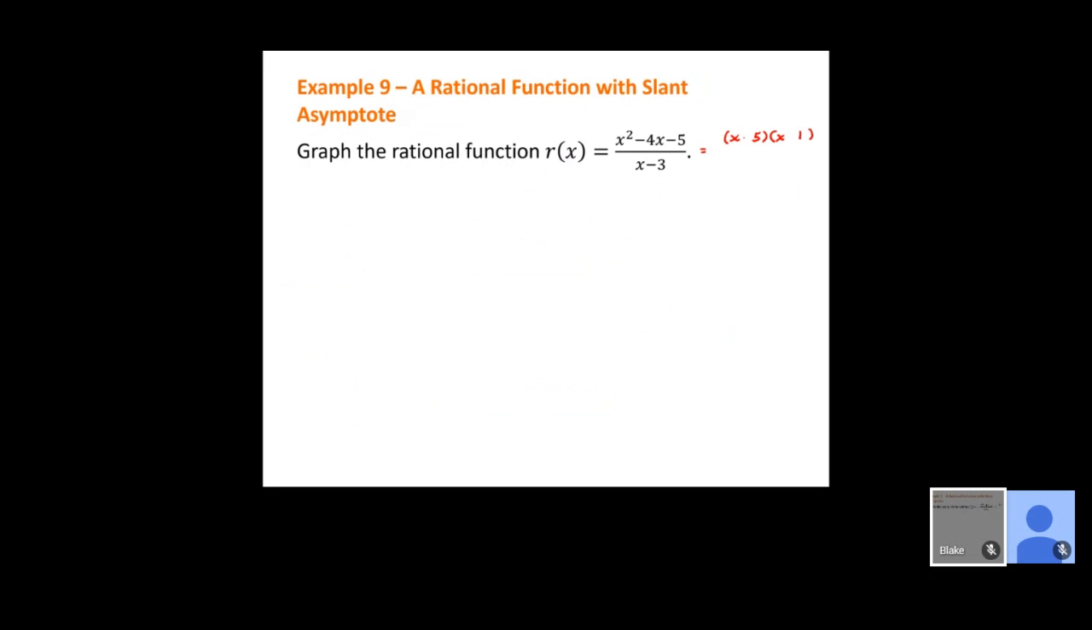I need a positive and a negative. The 5 needs to be the negative. The 1 needs to be the positive. We're going to put that over x minus 3. No common factors this time, right? So nothing's going to cancel out.